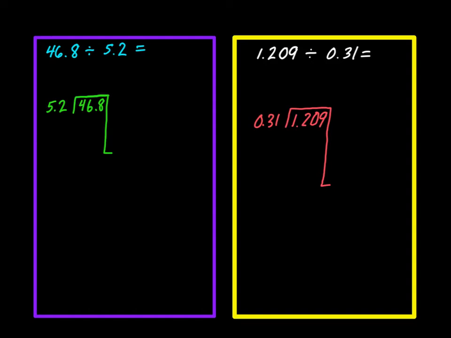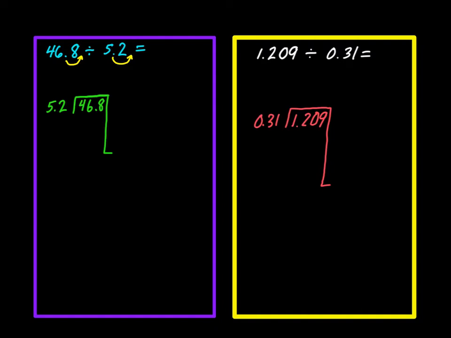So let's work through some problems together, following those steps to be successful, and see if we can make sense of these rules. First, we're going to start with our question here. We have 46 and 8 tenths divided by 5 and 2 tenths. So we can adjust it up here. Since my divisor has a decimal, we are going to need to move that to the right. When we move that to the right, we will also need to adjust it in the dividend.